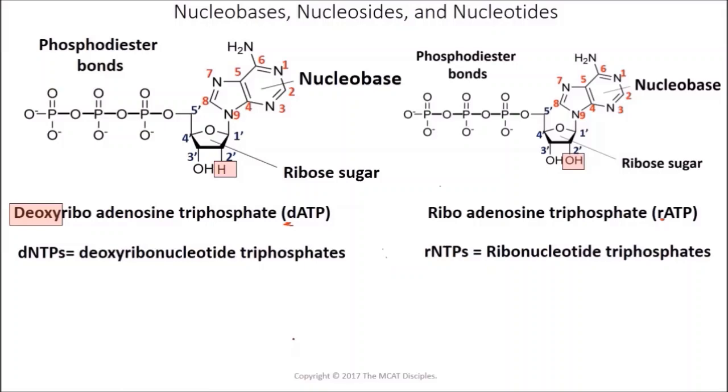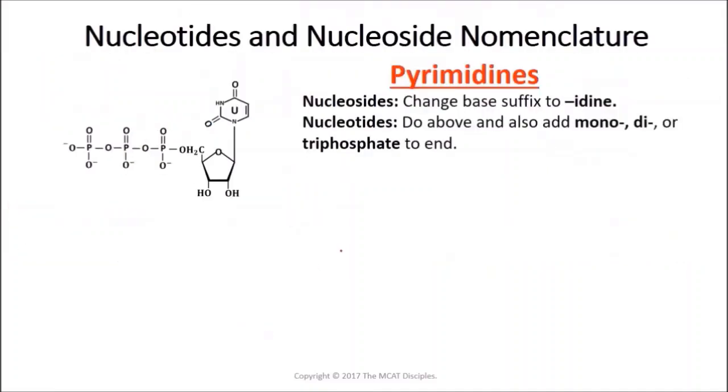All right, we should probably go over a little bit more nomenclature. Next slide here. The nomenclature associated with nucleotides and nucleosides, and you should know it. So for a nucleoside, let's say you have the base uracil and you don't have any of these phosphate groups. Instead of calling it uracil, in order to denote that it's a nucleoside and not just a nucleobase, you would call it uridine.